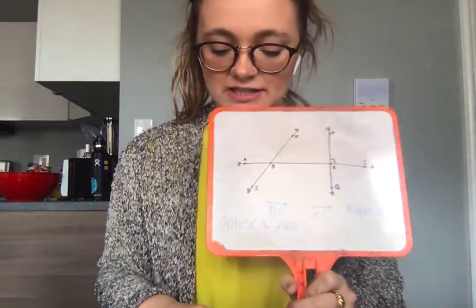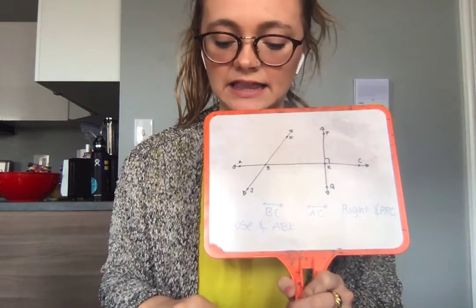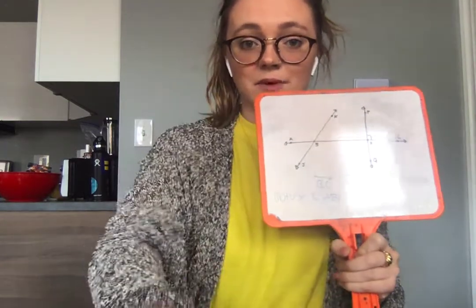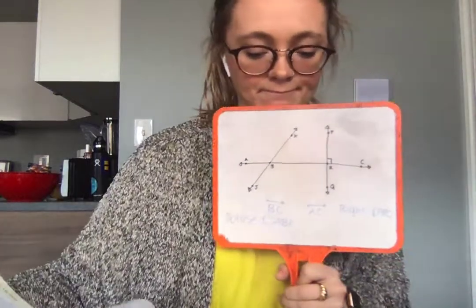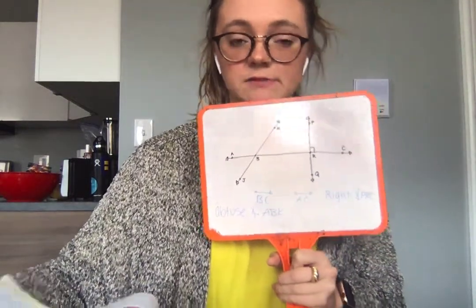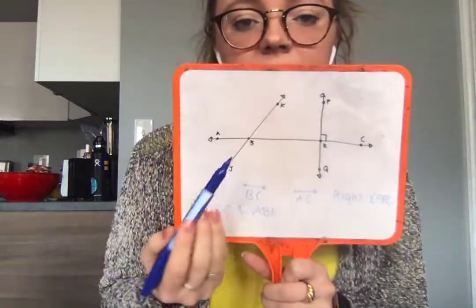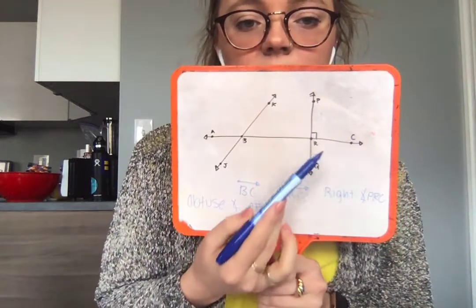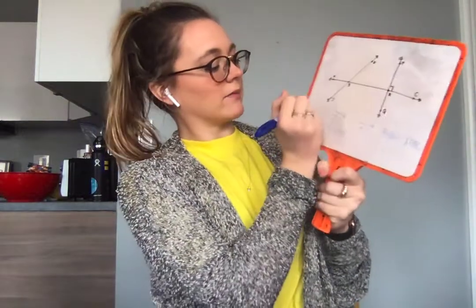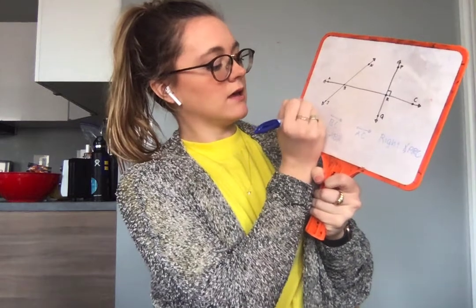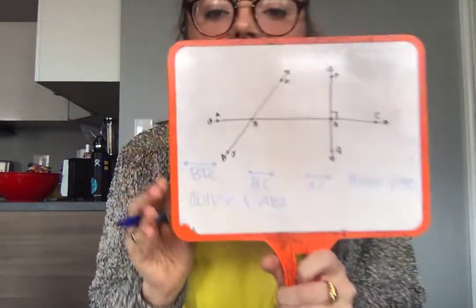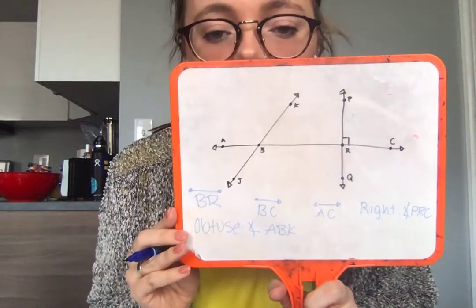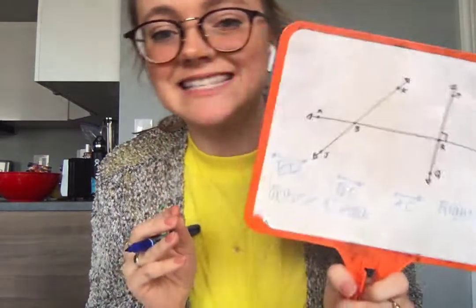Then the next question says, find a line segment. So I remember a line segment, if I look back on my vocab sheet, is a part of a line that's between two endpoints. Well, I identified two endpoints already, B and R. So I'm going to put this one up here, BR. And I put two dots on either side because that is a line segment.